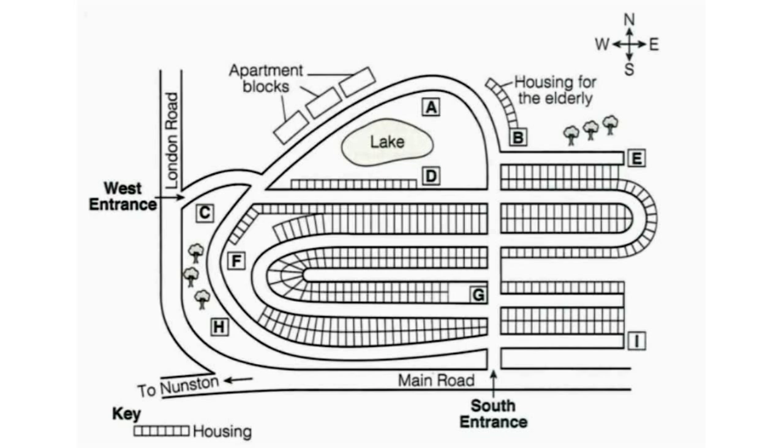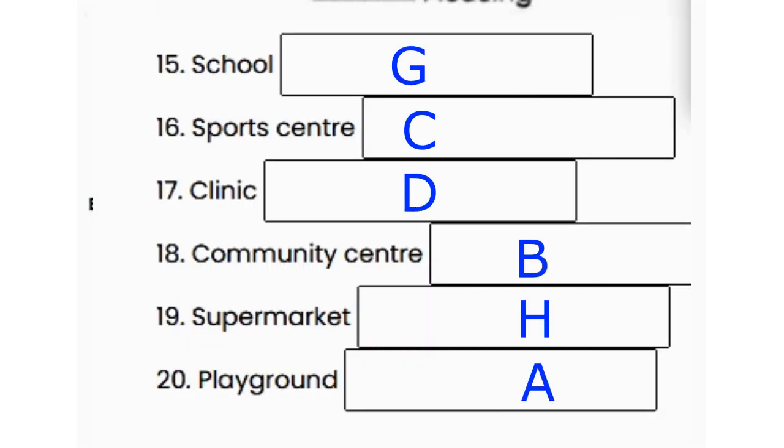It's planned to have a playground for younger children. If you look at the road that goes up from the south entrance, you'll see it curves round to the left at the top, and the playground will be in that curve with nice views of the lake. Here's the playground. A. That's good. Okay, so what's your answer? G, C, D, B, H, A. That's also my answer.